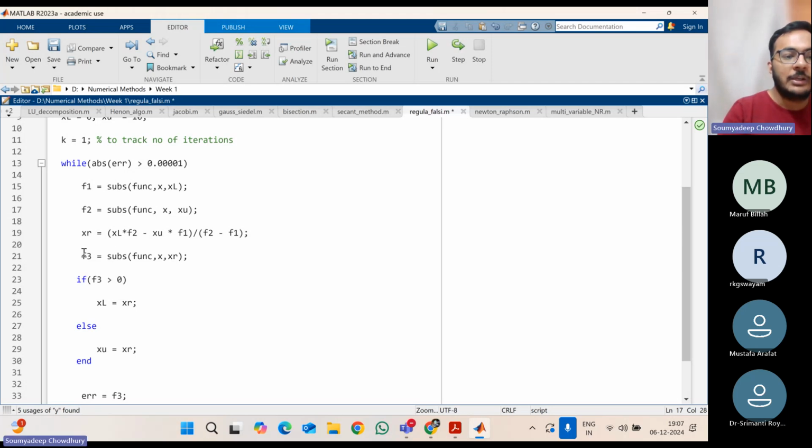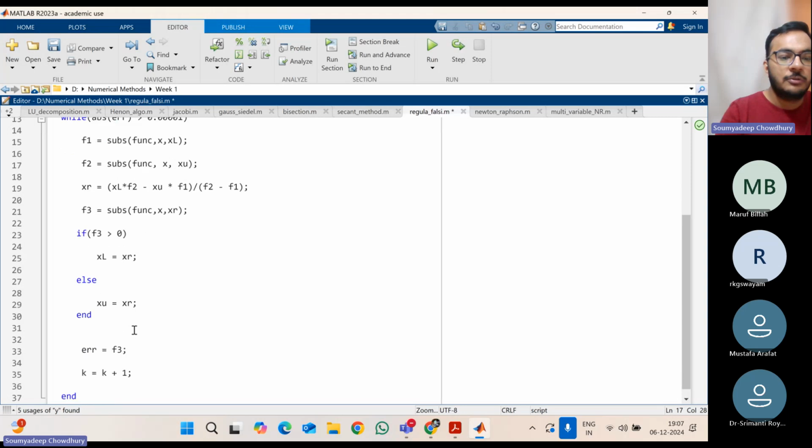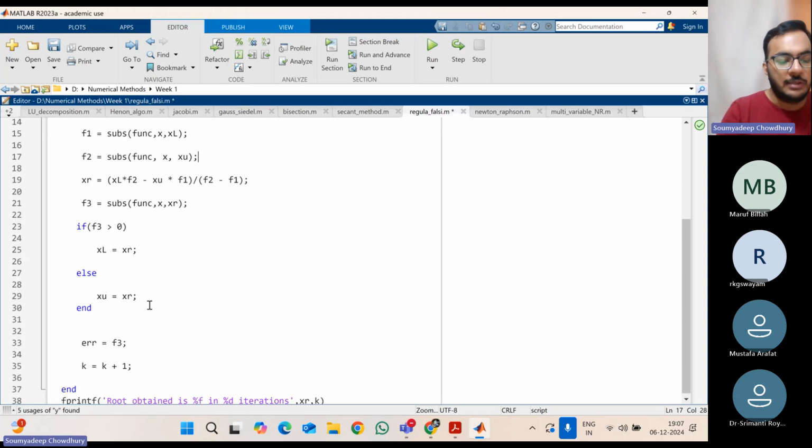Then at XR, what is the functional value we are checking? It is F3. So if F3 is greater than 0, then we are changing the lower limit, that is XL is now XR. Otherwise, we are changing it to XR, that is XU equals XR.